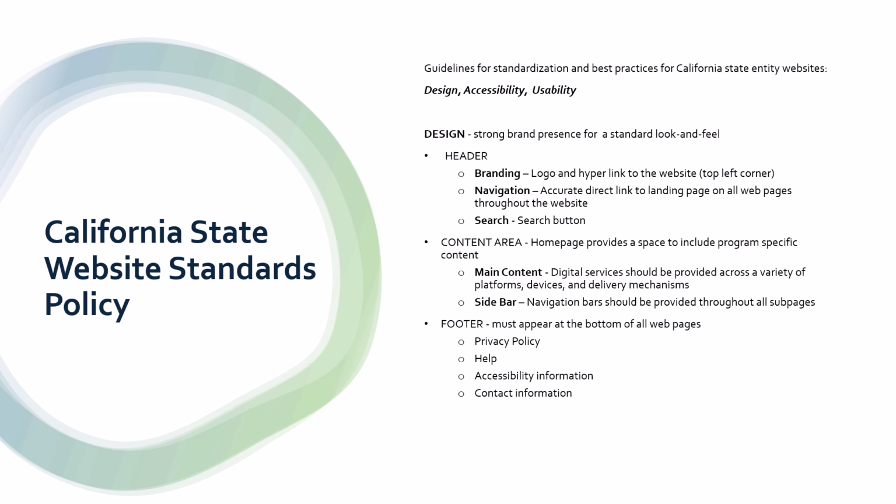For the content area, the homepage should provide a space to include specific program content or online services, which should be accessible across a variety of different platforms, devices, and delivery mechanisms, such as different browsers, or if you're using it on your mobile app versus a desktop computer. And then in addition, always having a sidebar or navigation bar that is accessible through all subpages, and users can access information.